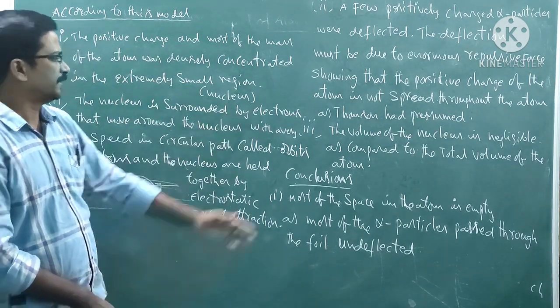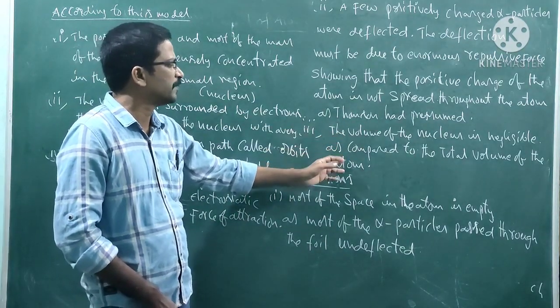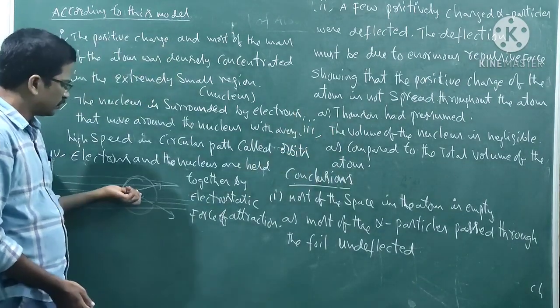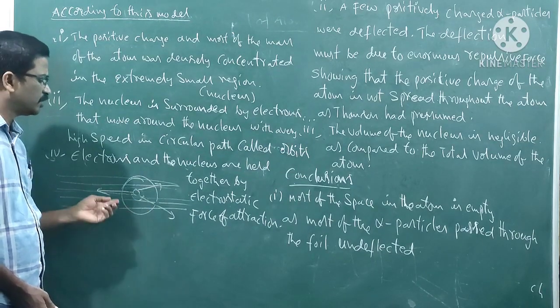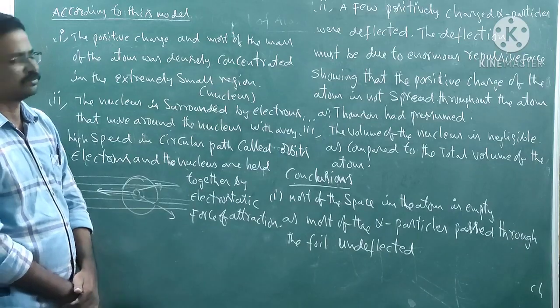Next, the third point. The volume of the nucleus is negligible as compared to the total volume of the atom. We know the volume of the nucleus is very small compared to the total volume of the atom. So this is the third conclusion.